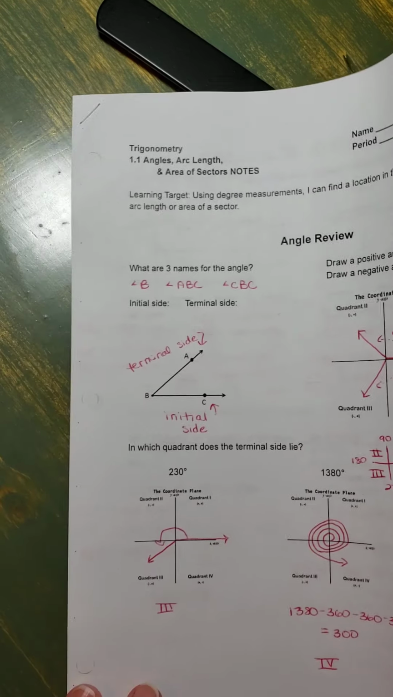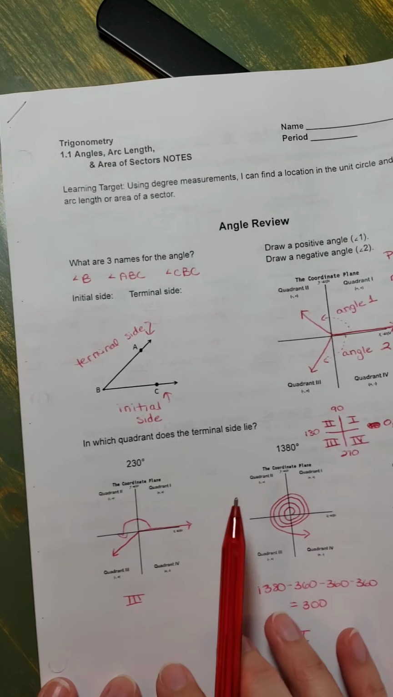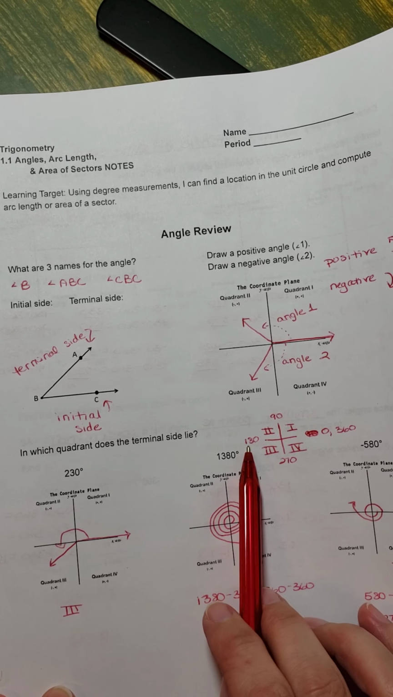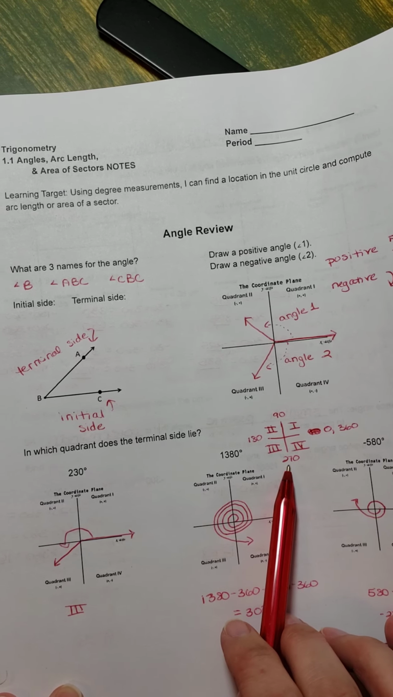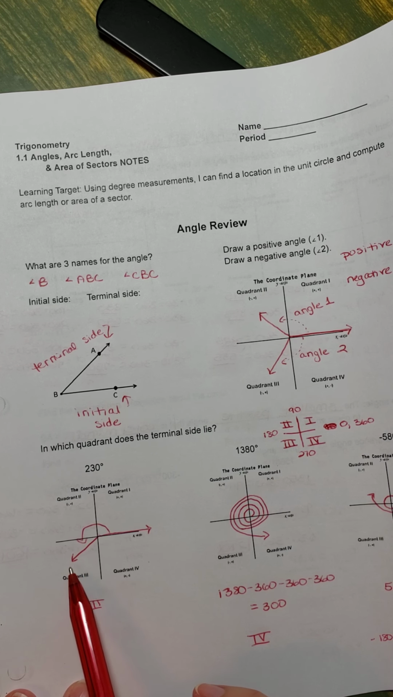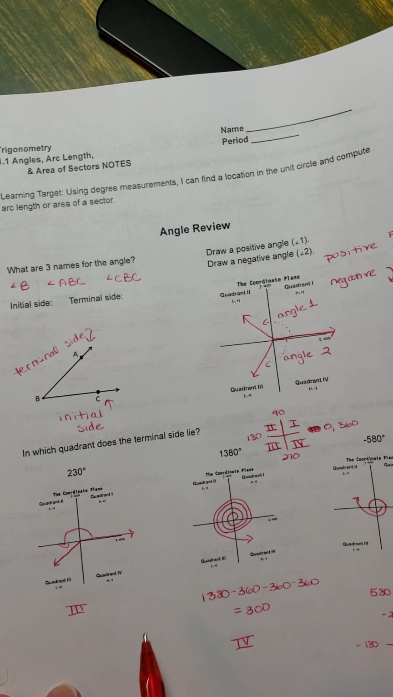Using that idea, if I ask you where does a 230 degree angle end, if I look in this picture here, I know that 230 is more than 180, but smaller than 270, so it's going to end somewhere in quadrant 3. I'm not going to be concerned about where you draw this line if you choose to use the picture. I just want you to recognize it ends in quadrant 3.